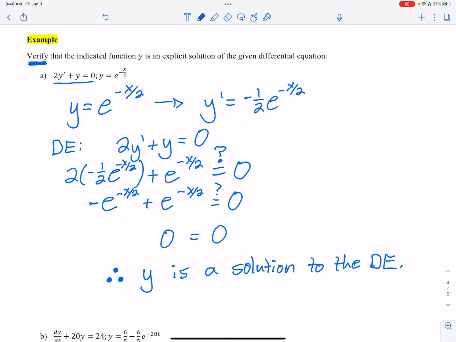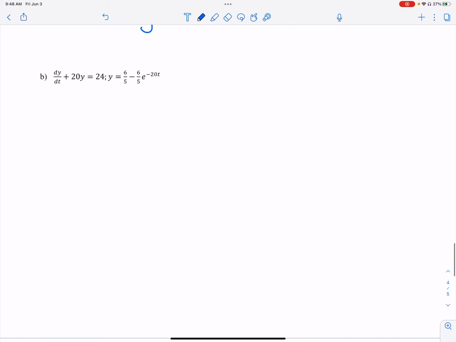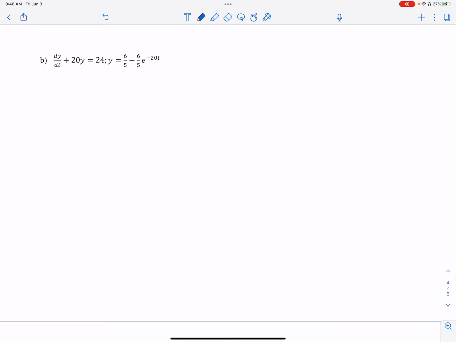We verified it. All you do is take the solution, find how many derivatives you need, and then plug them in and verify they work. All right, let's try B. All right, B here. So my DE is right here. I guess I got to highlight these things. There's my DE, and then the function itself.